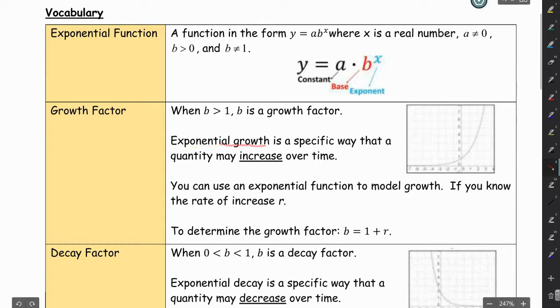Exponential growth is a specific way that a quantity will increase over time, and the graph here is an example of exponential growth. So over time, as x gets bigger, y is also getting bigger. You can use an exponential function to model growth if you know the rate of increase, which we call r. And to determine a growth factor, the value of b, we would add r to 1.